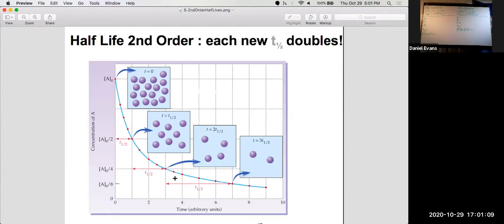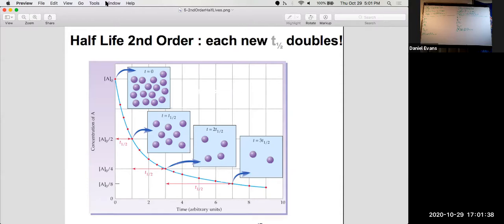For a second order reaction, it slows down faster than it does for a first order reaction. So what we find is that half-life keeps increasing. For successive half-lives here, it keeps doubling. So we have a half-life. The next half-life is twice the time. The next half-life is twice again. So we keep doubling the time of the half-lives for a second order reaction.